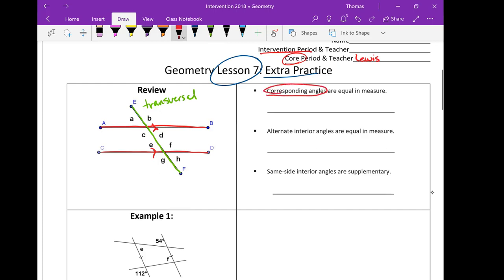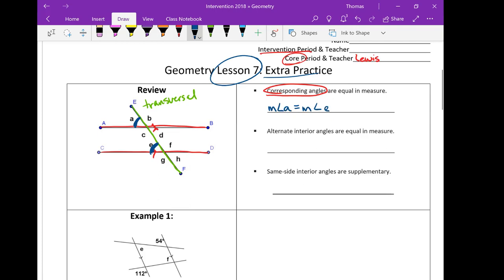So corresponding angles. When I think of corresponding, it means they match up. So take angle A, for example. I'm going to do my corresponding angles with this blue mark. A corresponds to angle E because they're both in the top left of these intersections. So an example of corresponding angles are those two, and we would write an equation. We would say the measure of angle A is equal to the measure of angle E.